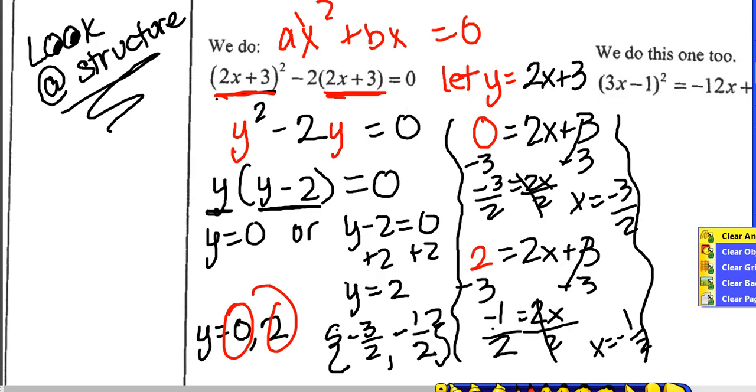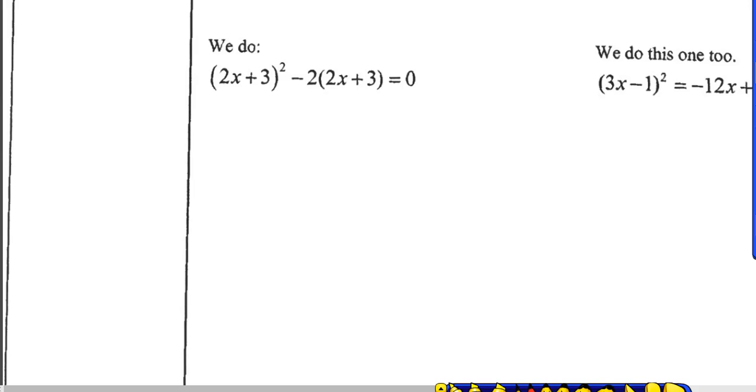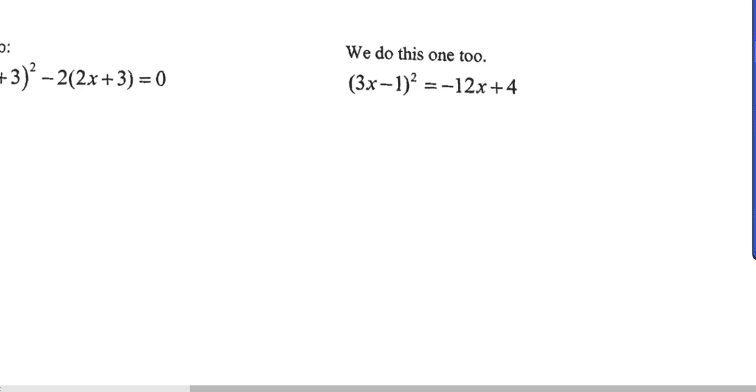Okay, I'm going to clear, and we're going to do one more together. Okay, and then we're going to be done. All right, so let's do this one. Now, is this one similar to the last one that we did? Okay, what are you seeing that these two have in common?